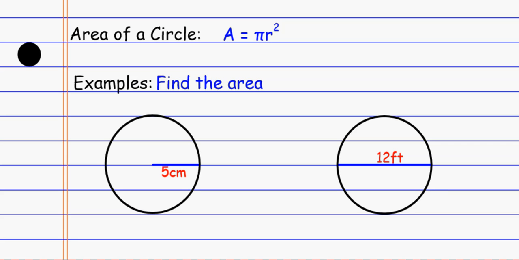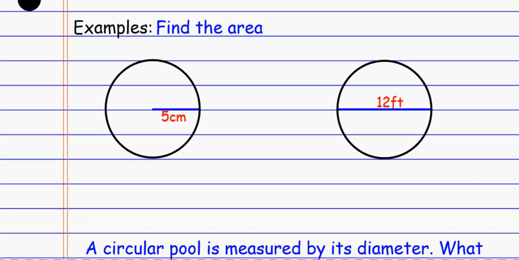And so for this one, it says find the area. And the first one here, the radius is given to me. So I just say, okay, area equals pi r squared. And I plug in. The radius this time is 5, so 5 squared. If I do 5 squared, that's a 25. So now I have 25 times pi.